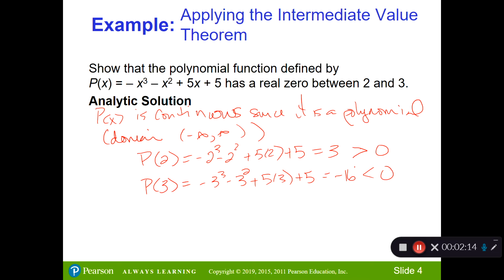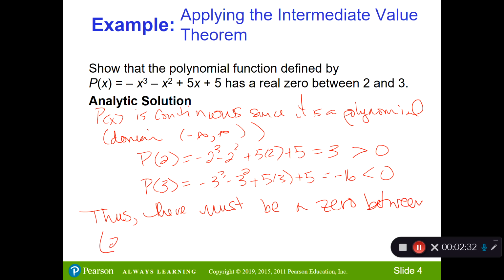Well, if one side is positive and one side's negative, then we must have a 0 between the two values by the intermediate value theorem.